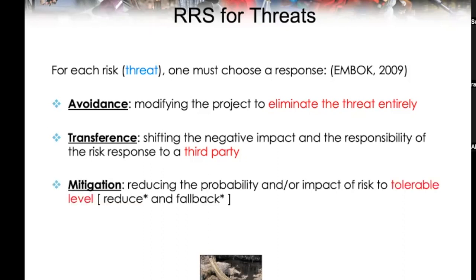Mitigation. Now you are reducing the probability and/or impact of the risk. Now you cannot reduce it probably to zero. You may get close, but to a tolerable level. Okay, tolerable level. So how can we apply this to our crossing the bridge analogy?